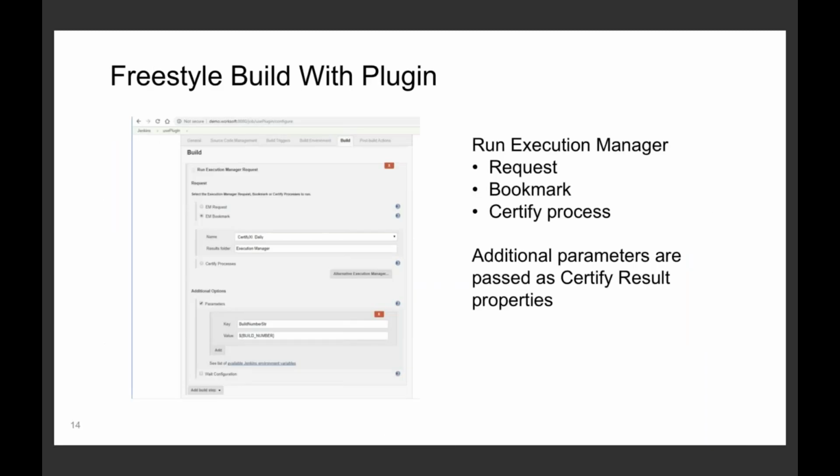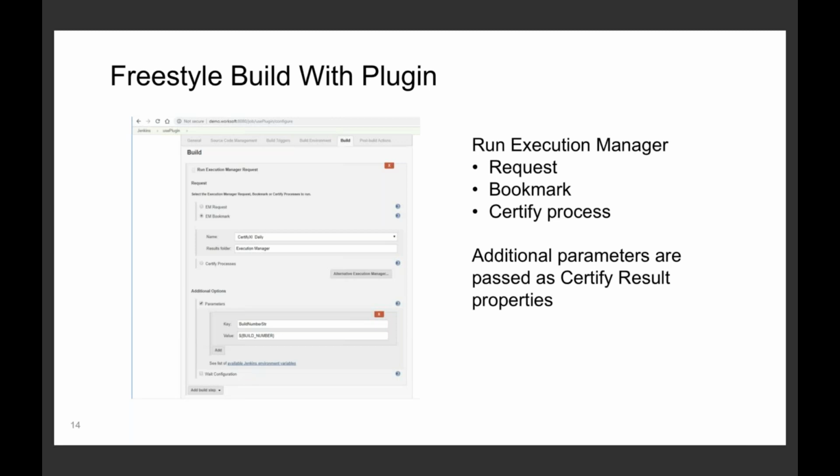And then what happens is when you add a build step, in this case a freestyle build, you can see we now have the ability to run an Execution Manager request, a bookmark, or you can actually pick a list of certified processes. In the past, we did this through PowerShell scripts or Bash scripts that manipulated the Execution Manager APIs. With the plugin, we use the same public APIs for Execution Manager that we document in the Swagger spec, but we've written a plugin to call them.